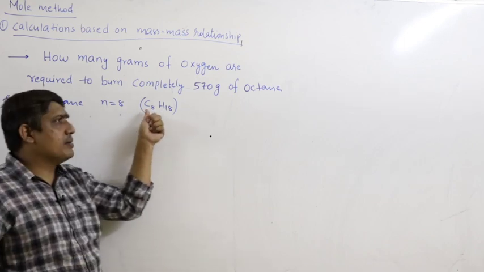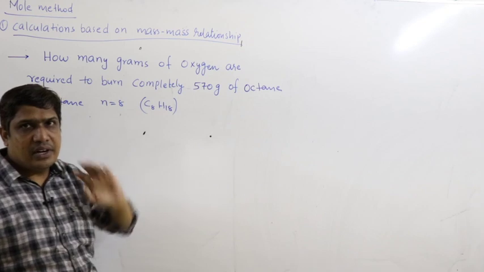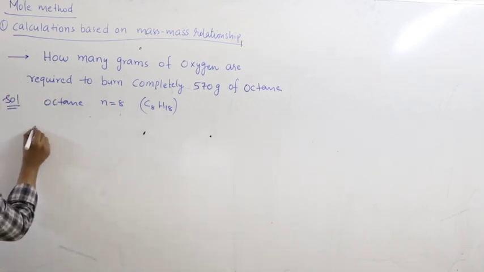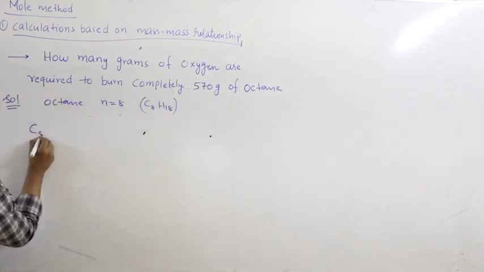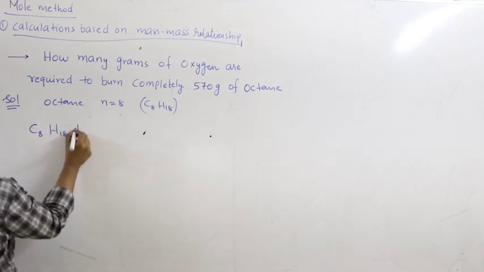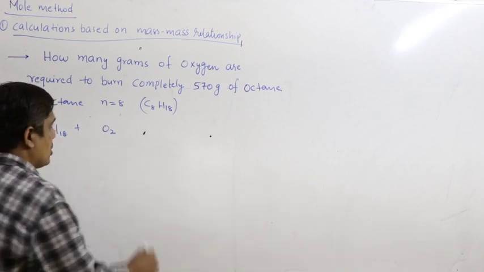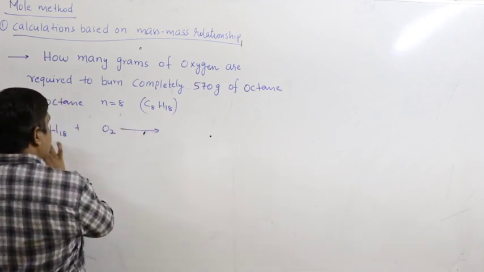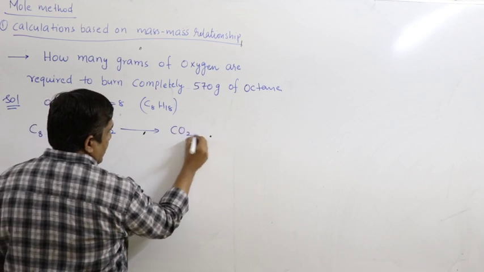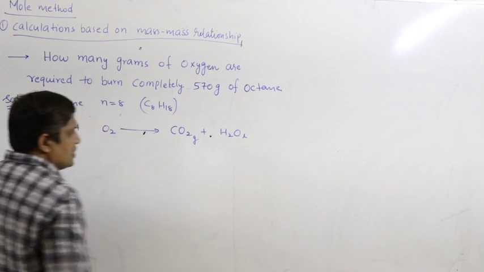What are the elements? Carbon and hydrogen. Carbon is converted to carbon dioxide. Hydrogen is converted to water. So completely burned. C8H18. As I already said, 1 mole we have to take. Reaction: burning, oxidation, combustion, everything means same. That is reaction with oxygen. Carbon is there, so it is converted to carbon dioxide. Hydrogen is converted into water. This is what we can write.